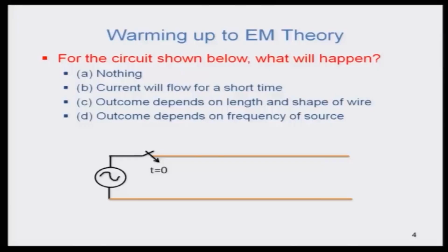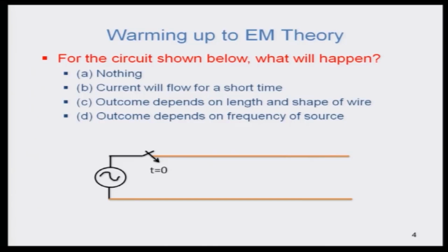To do that, let us first look at this particular circuit here. We have a signal source. This signal source could possibly also be a battery, and then there is a long pair of wires which I am showing in this orange color. These wires can be assumed to be ideal. Now at some time t equal to 0, we are going to connect the two wires to the signal source. Now we ask, for this circuit, what will happen?